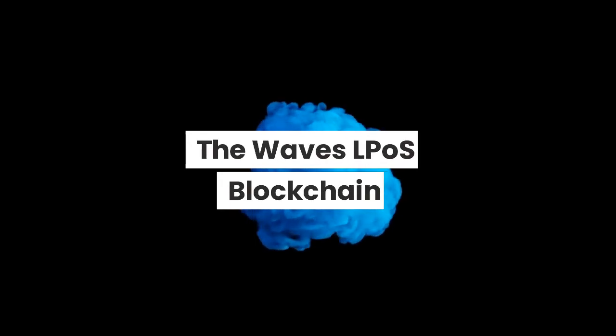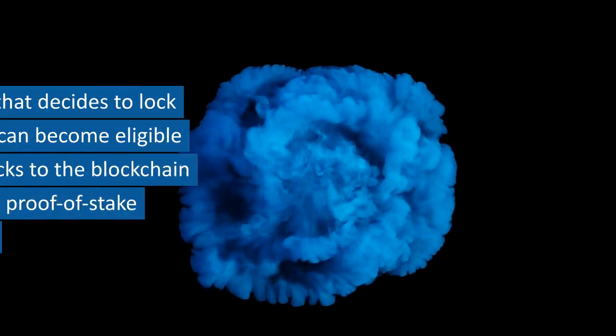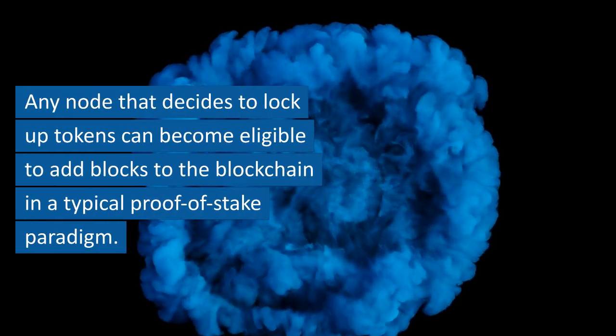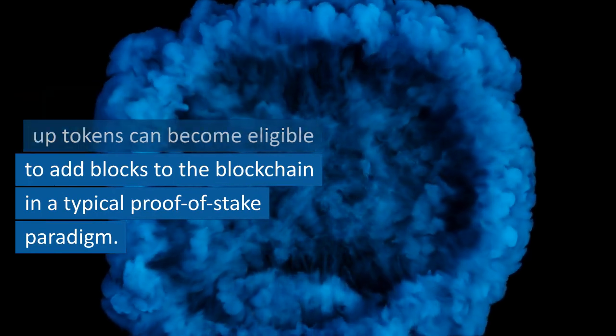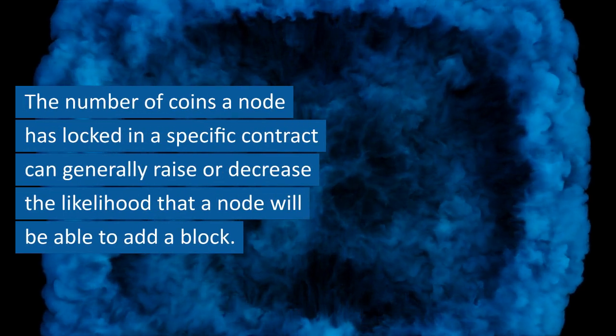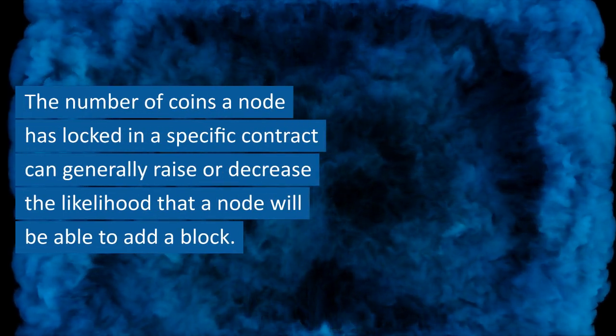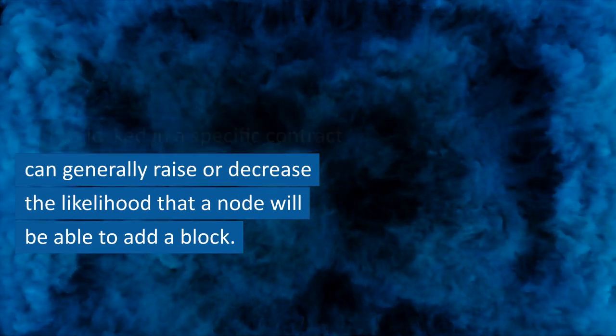The Waves LPoS blockchain. Any node that decides to lock up tokens can become eligible to add blocks to the blockchain in a typical proof-of-stake paradigm. The number of coins a node has locked in a specific contract can generally raise or decrease the likelihood that a node will be able to add a block.